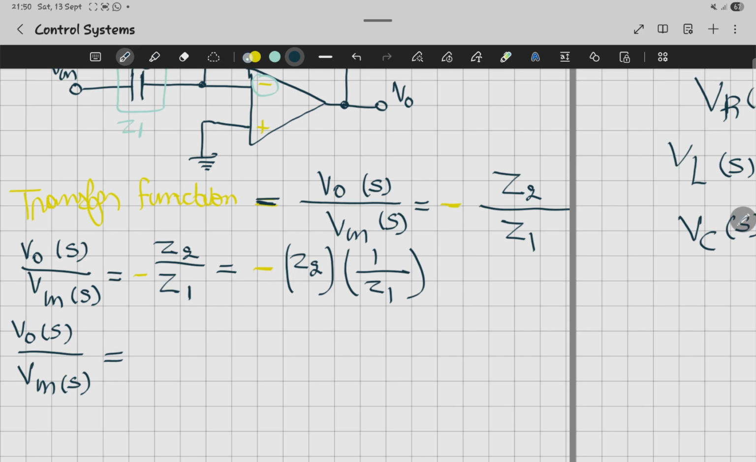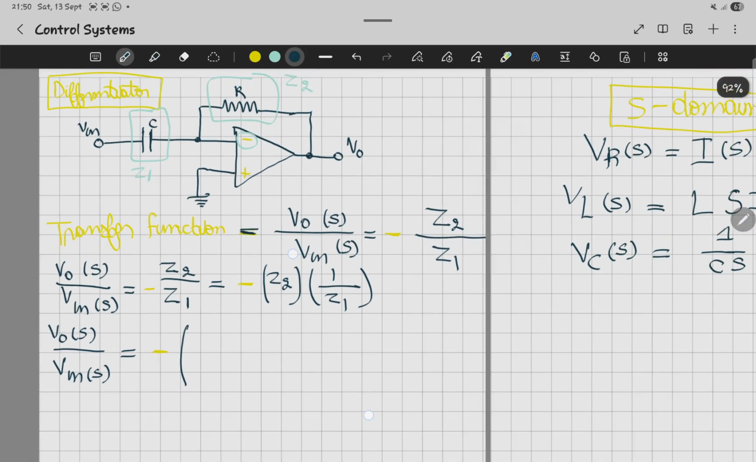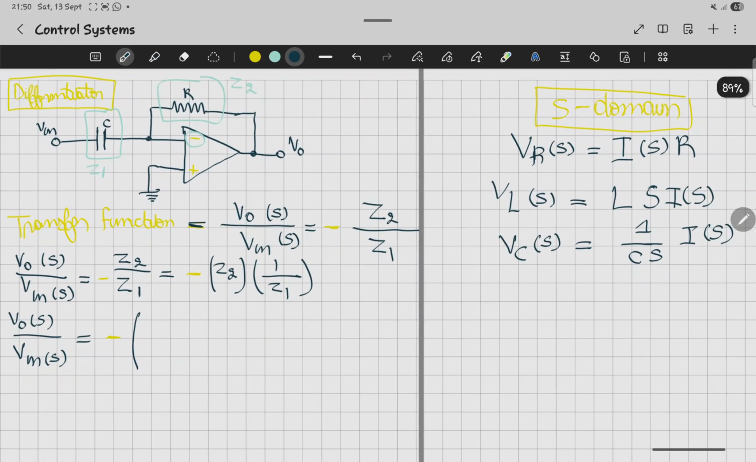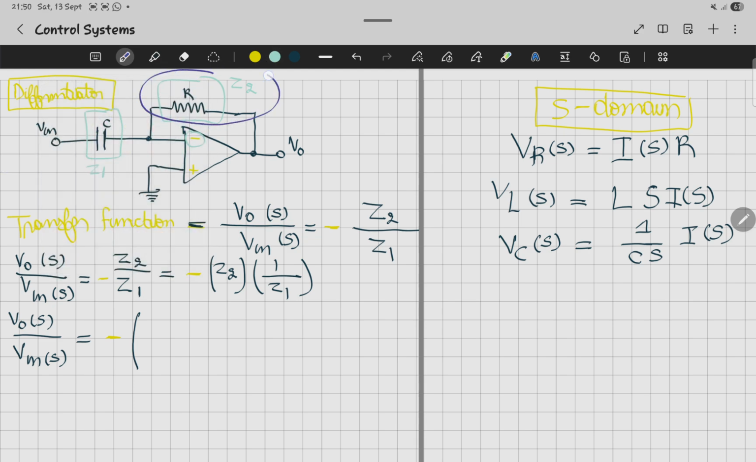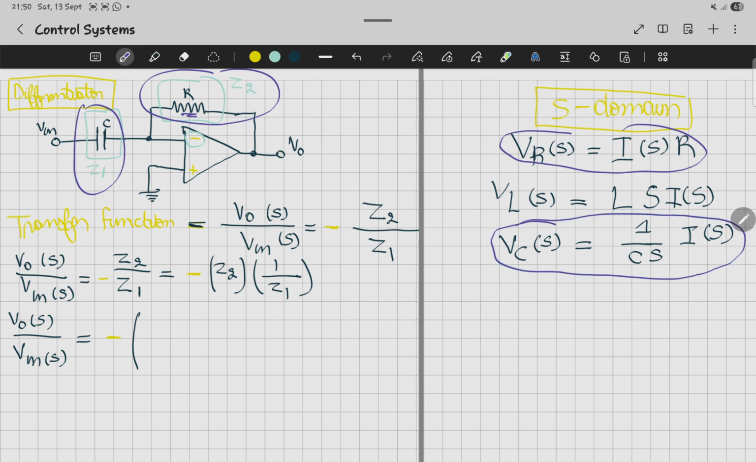So let's now replace the values of Z. If you have Z2, what is Z2? You can see this is where we have Z2, and since we have R, we're going to use this equation. And for Z1, since we have C, we're going to use this equation there. So how I'm going to write this equation, it's going to be something like this.